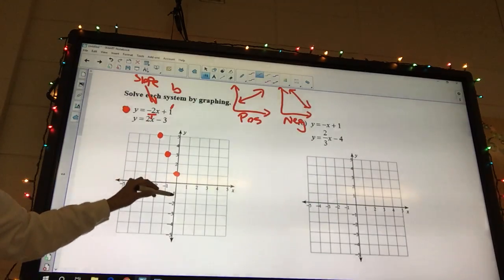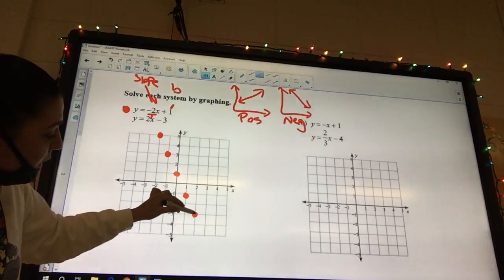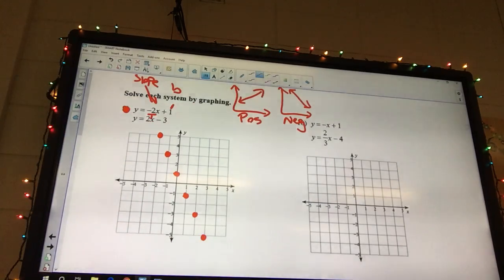Okay, and we check all of the downs. Can I go down 2 and over 1? Yeah. Down 2 and over 1. And the reason we need to plot every single point is because they're only going to meet at one exact point, one exact coordinate. The two lines are going to intersect.